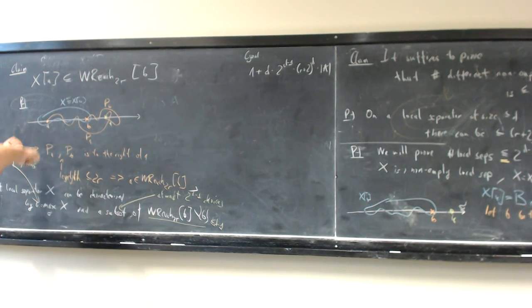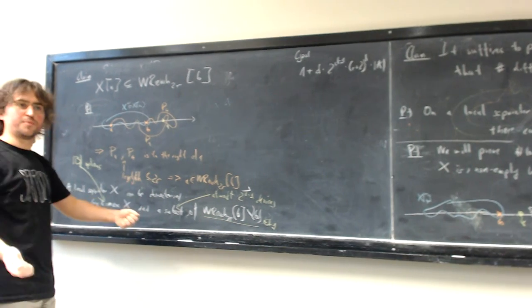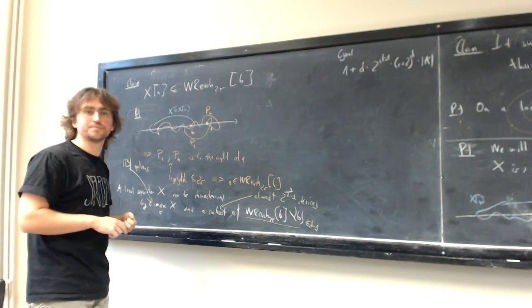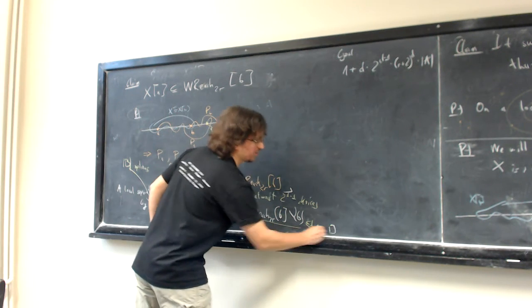By the claim, a local separator together with a profile uniquely gives me a profile on B. Good. Are there any questions?